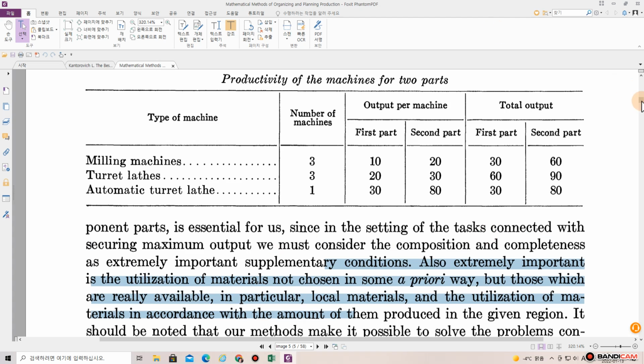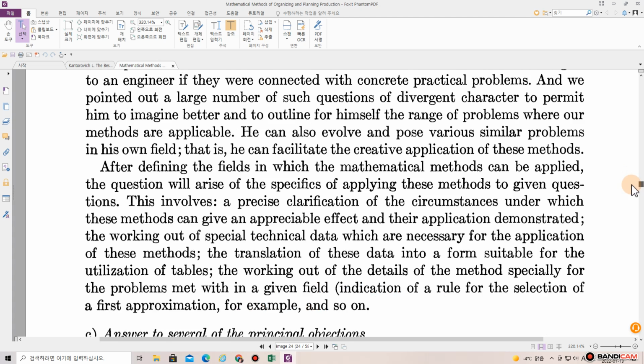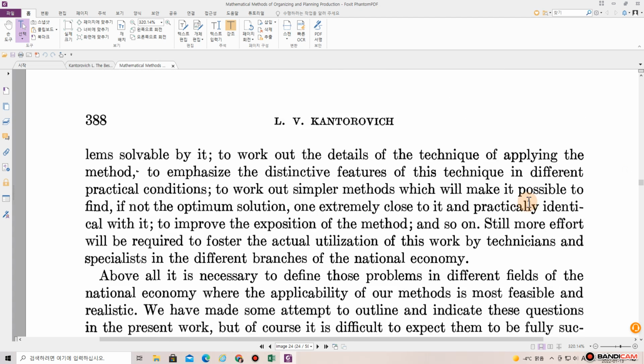Going all the way down to page 23. Conclusion.